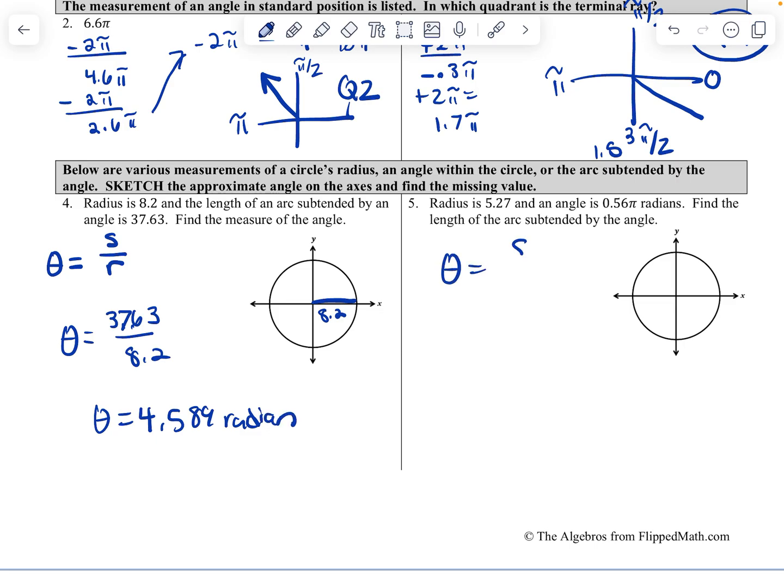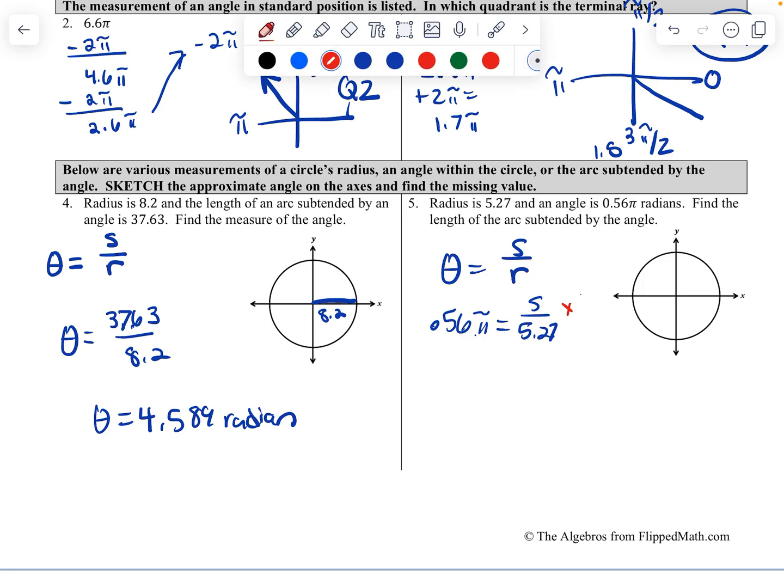So this next one, it's the arc over our radius. Oh wait, but what do we know here? Let's read this. We know our angle, so we have 0.56 pi radians equals our arc length, which we don't know, over 5.27. So solve that by multiplying by 5.27. And we have that arc length is 9.271.